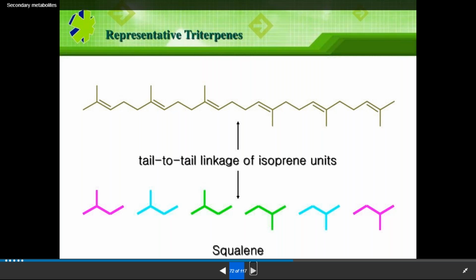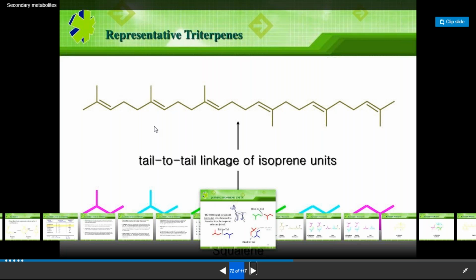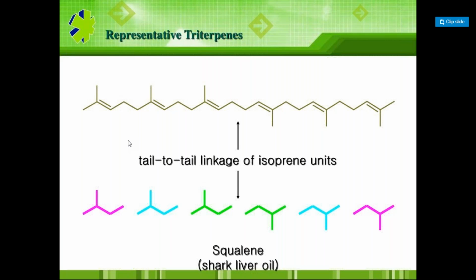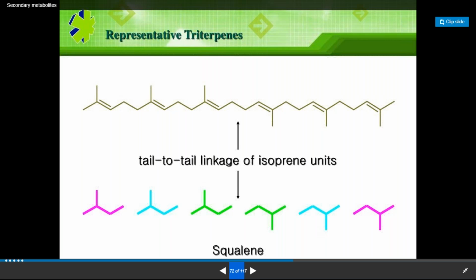Next, just count how many isoprene units are there in this particular structure. There is tail to tail condensation of isoprene units. How many units are there? 6. So 6 means what should that class of terpenes be? Triterpenes. So the best example is squalene, which is present in shark liver oil. And remember, we studied that it is a linear structure, not a cyclic structure. Clear?